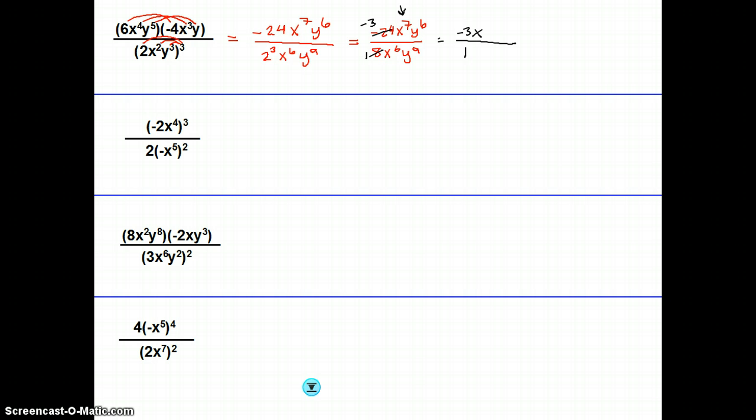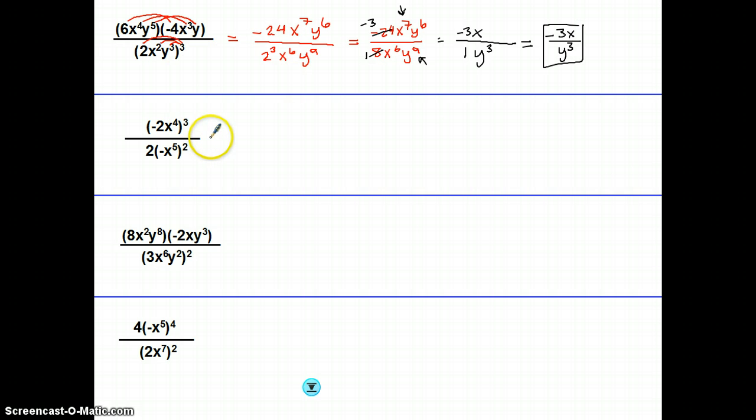For my y's, I have y to the 9th and y to the 6th on the top. Subtracting, I get y to the 3rd, and since there are more on the bottom, my y to the 3rd is in the denominator. Again, I may write that without the 1 and have negative 3x over y to the 3rd.